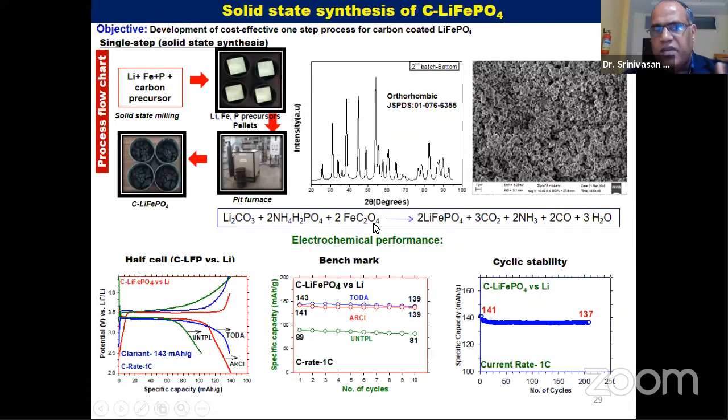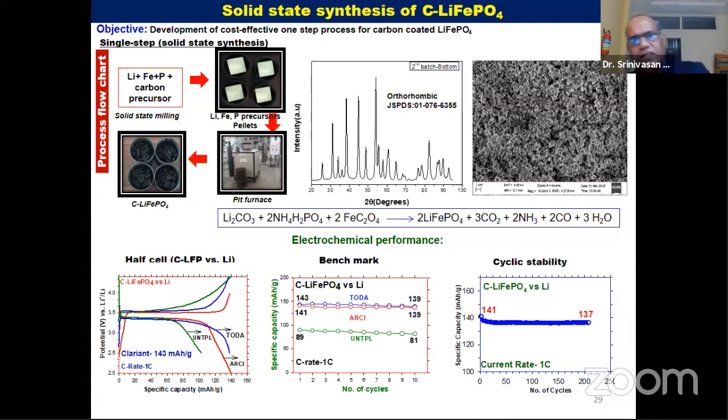All three precursors we milled with high energy milling, and after that we made a compact. We pelletized by applying load, and these pellets are loaded into the pit furnace. When we heat at 650 degrees centigrade, lithium iron phosphate forms, releasing byproducts such as CO2 and ammonia. Finally, you end up with nano-size LiFePO4 particles.